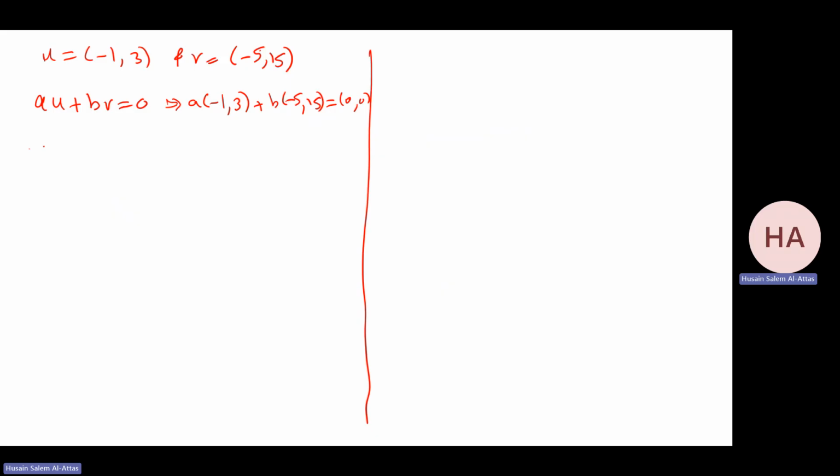So that means I have the equation -A - 5B equals 0. Since I'm doing it for the first time, let me do it in detail. So I have -A - 5B and 3A plus 15B, equal to (0, 0). So I have two equations, -A - 5B equals 0 and 3A plus 15B equals 0. We have two equations and two unknowns. How to solve them?